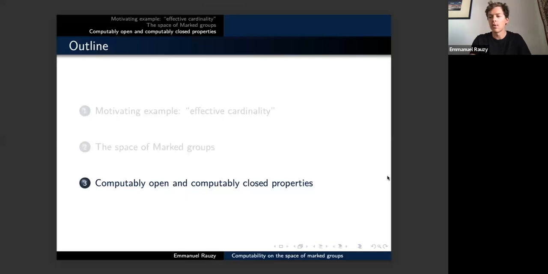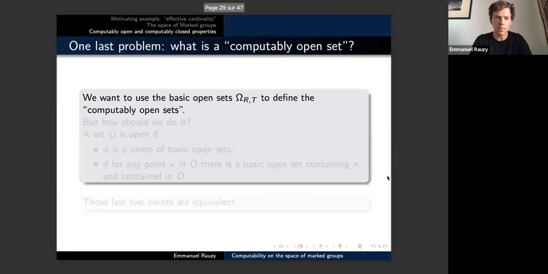All right, so now we have almost everything we need. We can start to talk about computably open and computably closed properties in the space of marked groups. There's one last problem we have to deal with, obviously, and that is we have to try and answer what is a computably open set. We have these basic open sets that define the topology of the space of marked groups, and we want to use them to define the computably open sets.